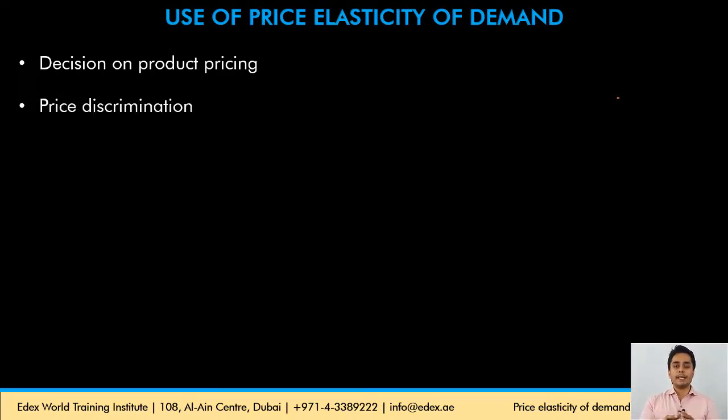The firm can successfully implement price discrimination if they are aware of the PED for different categories of consumers. For the same product, producers might have consumers which have elastic demand, and another category of consumers who might have inelastic demand. So the firm can charge higher prices to consumers with inelastic demand, whereas lower prices to the consumers with elastic demand.